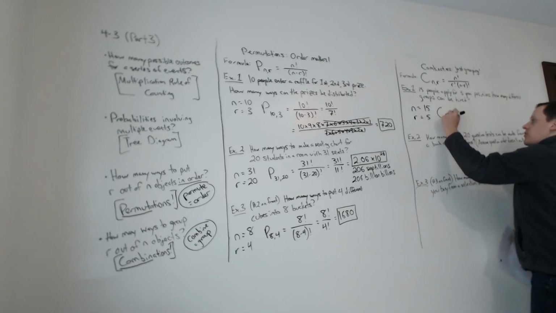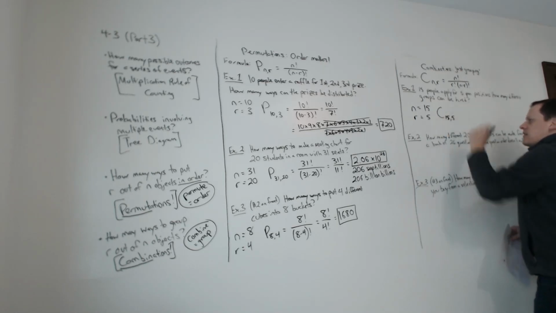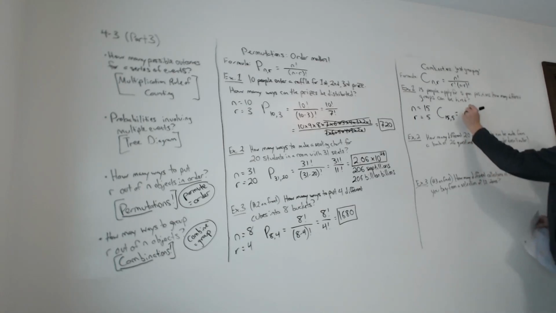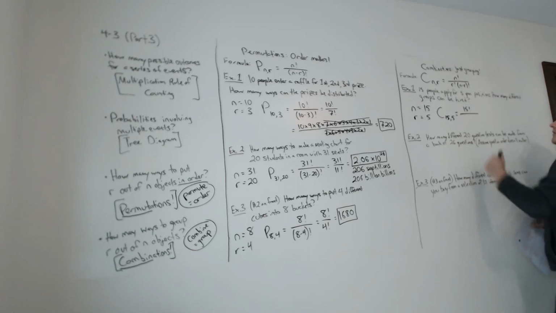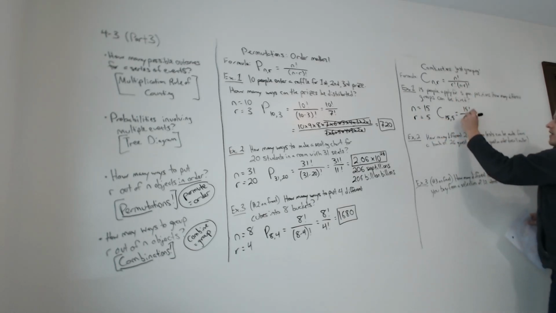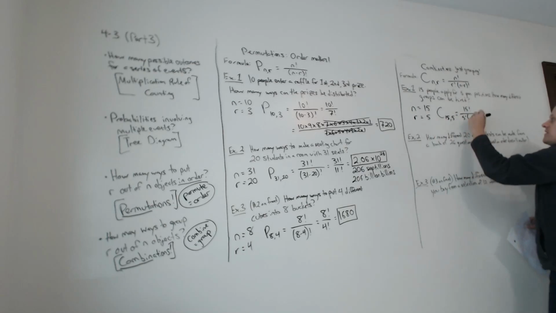So we're looking for C(15, 5). Okay, so this is going to be 15 factorial over r factorial, r is 5, so this is 5 factorial, times (n minus r), 15 minus 5, factorial.